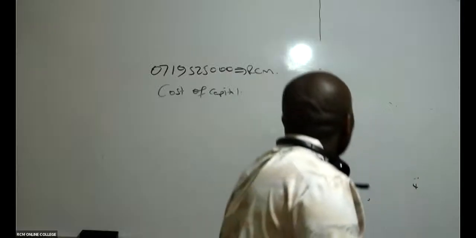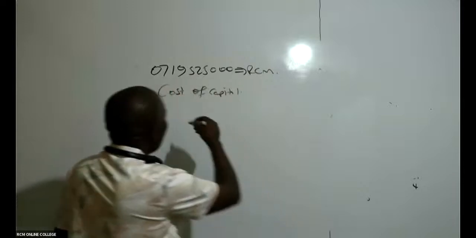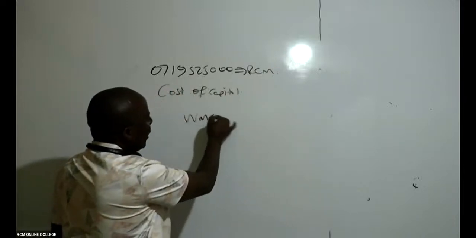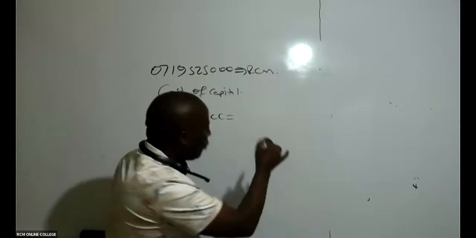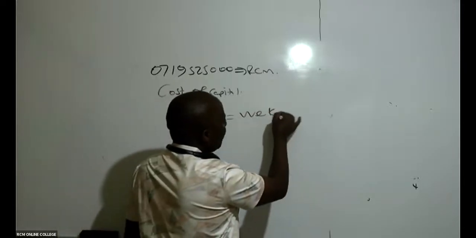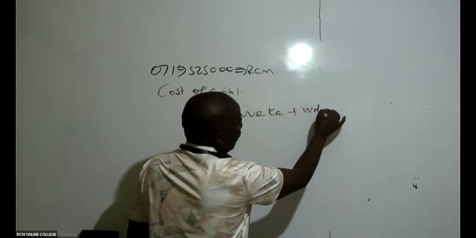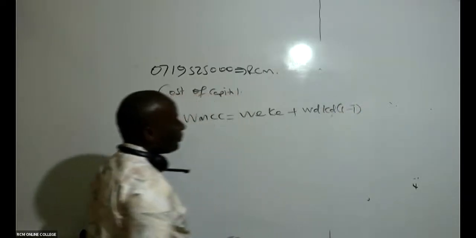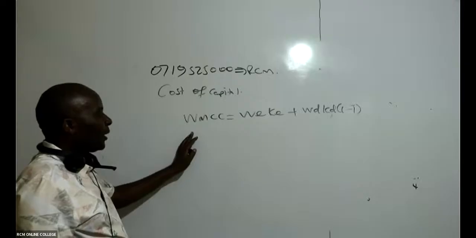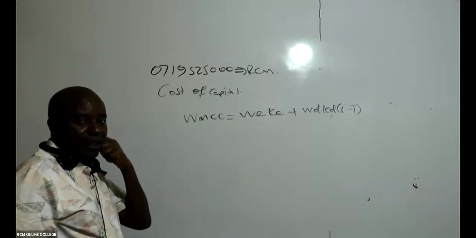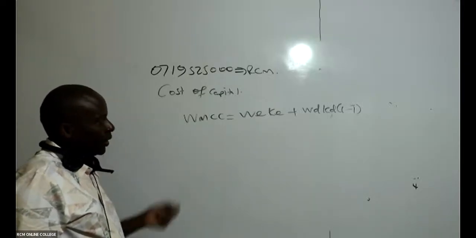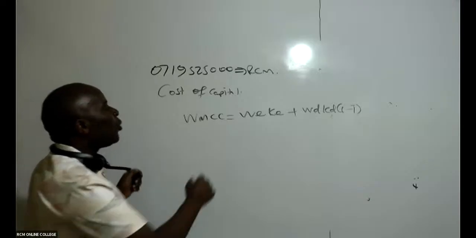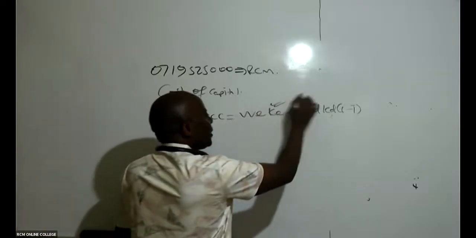Because we know, in this particular case, to get our WMCC, I will take the weight of equity times cost of equity, plus the weight of debt times cost of debt times 1 minus T. The same formula would have been applicable if we had WACC. So the first thing that I need to do is to compute these items here.